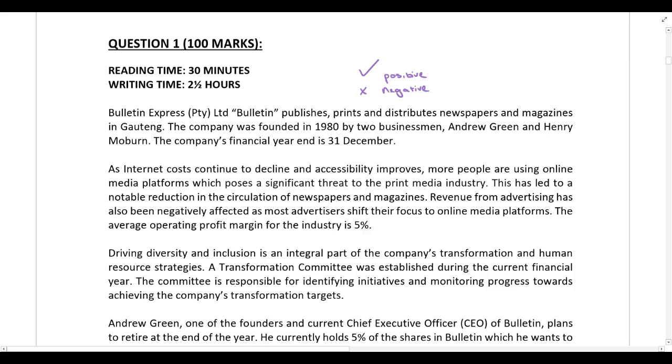Bulletin Express Pty Limited, or Bulletin, publishes, prints and distributes newspapers and magazines in Gauteng. The company was founded in 1980 by two businessmen, Andrew Green and Henry Moburn. The company's financial year end is 31 December.